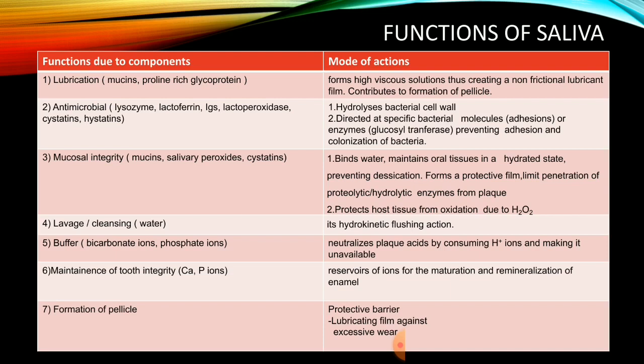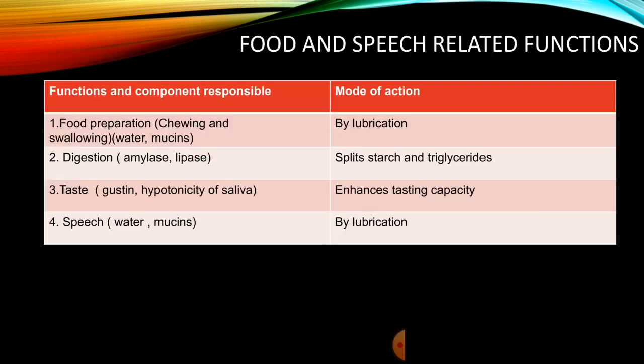Fourth is lavage with the help of water by hydrokinetic flushing action. Fifth is buffer with the help of bicarbonate ions and phosphate ions by consuming H plus ions and preventing acidity of the saliva. Next is maintenance of tooth integrity with the help of calcium and phosphate ions. Further, we have formation of pellicle by forming a protective barrier and lubricating film which prevents the excessive wear of the oral tissues. Next, food and speech related functions.